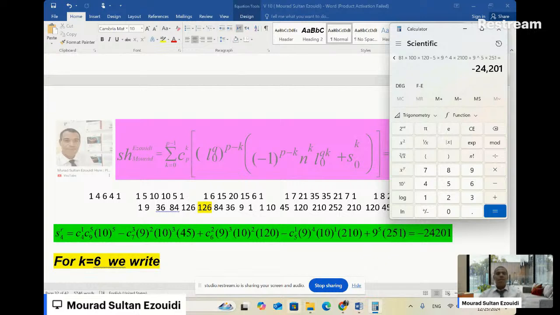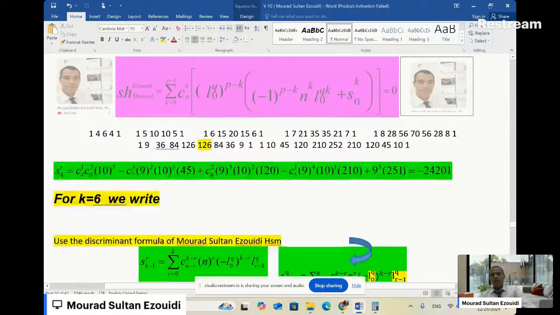You can see that S0 is equal to 10, sorry, S1 is equal to 45. S2 is equal to 3,510. S3 is equal to 320. S4 is equal to negative 24,201.